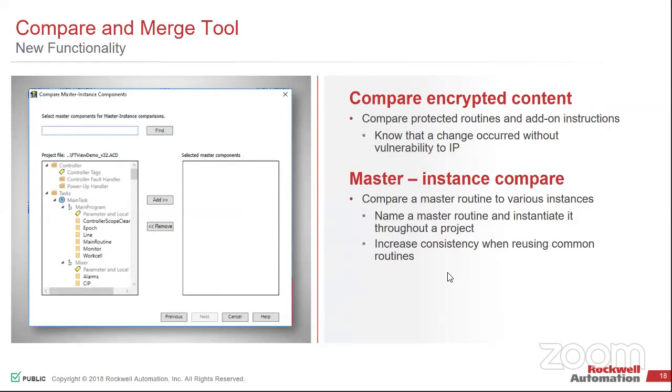The compare and merge tool. Has anybody used this in the past to compare two ACD files to see any differences? What's been added with version 32 is that you can now compare the encrypted content without actually seeing it. Before, the encrypted content was just a black box and you couldn't get into it. Well, with version 32 now, you can compare it. It'll tell you if there's a difference. It won't tell you what it is because it's encrypted, but at least it'll do that check for you. That lets you know if there's a difference. So that's a good plus.